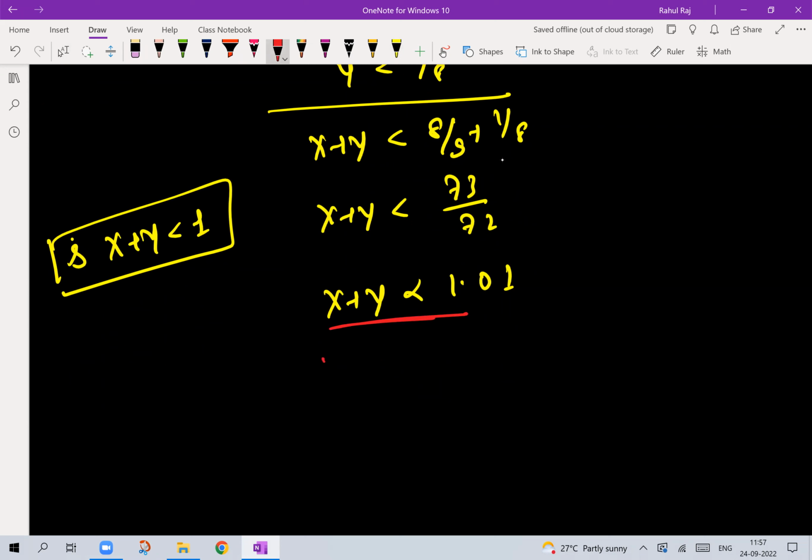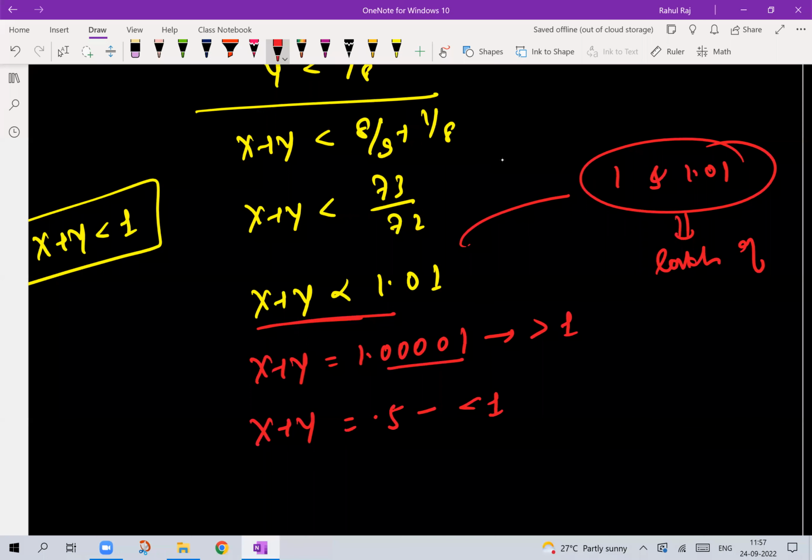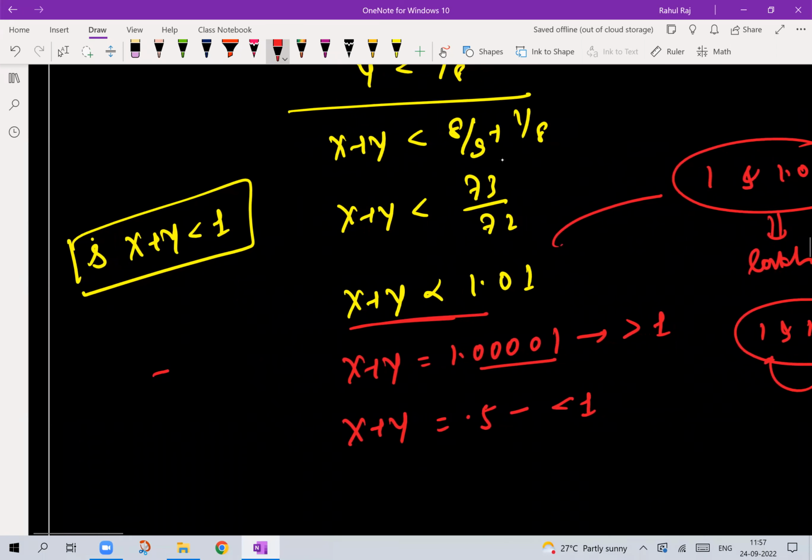What do you mean by this? That the value of x plus y can be 1.0001 and the value of x plus y can be 0.5. This is a number which is greater than 1. This is a number which is less than 1. Because please understand, between 1 and 1.01, there are thousands of values, lakhs of values. There could be 1.000001. So between 1 and 1.1, there are lakhs of values. Is this clear? Why the answer is E?